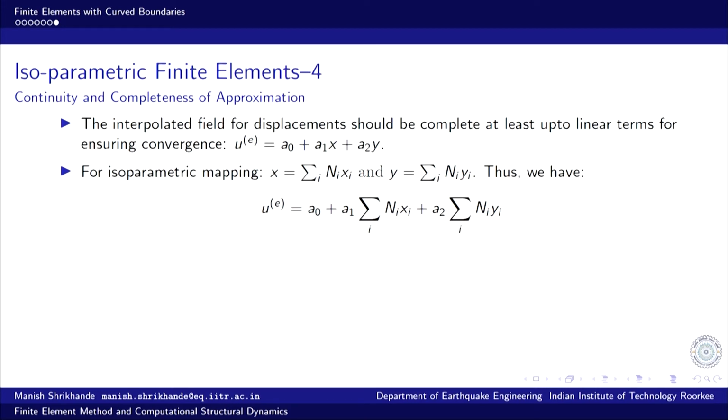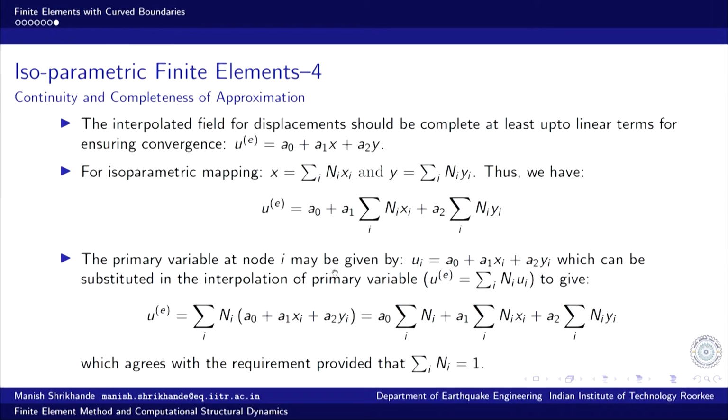Now, this is the variation of displacement across the entire element, and this should hold at each node as well. So, if I evaluate this primary variable at any node I, that will be given by just substituting for x_I and y_I, the coordinates of the nodes. So, that is given by u_I equal to a_0 plus a_1 x_I plus a_2 y_I, right.